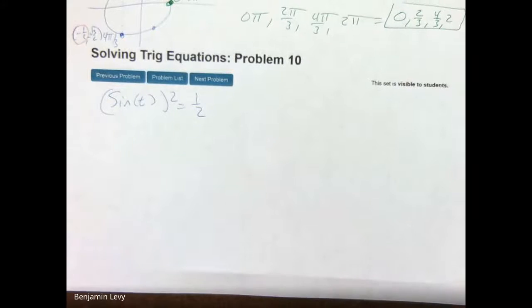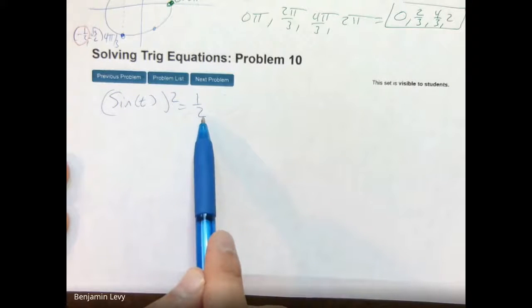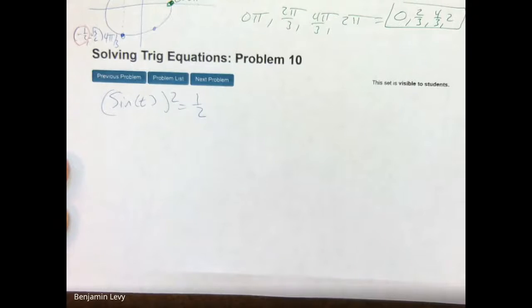So I messed up when I was printing this one. I unplugged my printer before I finished. But anyway, this is problem 10, and this is the problem. It says sine squared equals 1/2. So we want to get sine by itself, right?